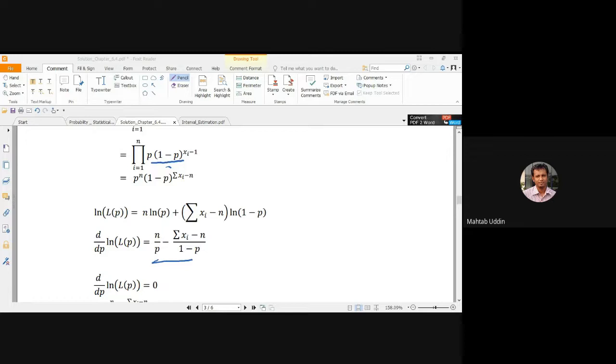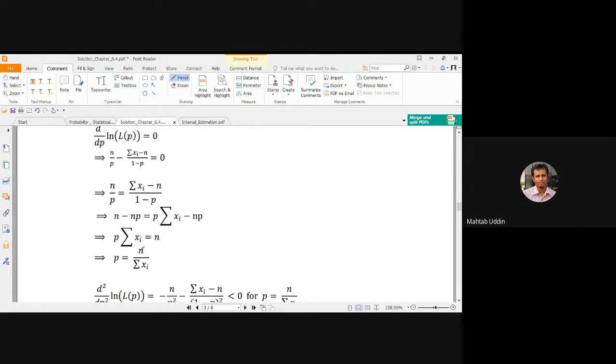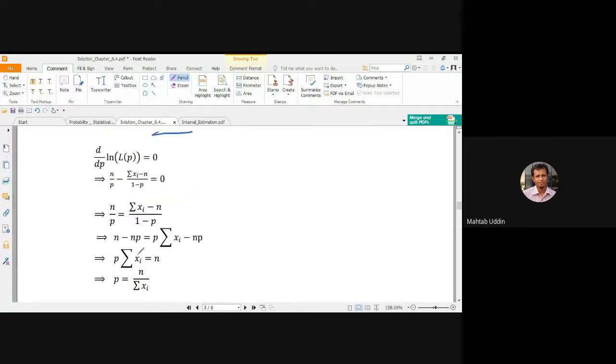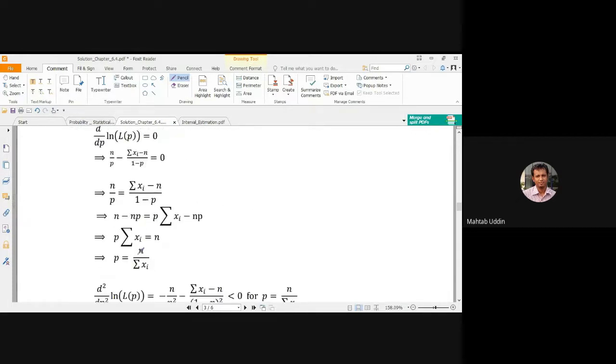Then we have to take the first derivative as zero, right? For the maximum likelihood estimation, the first derivative should be zero. So if you take the first derivative as zero, what will happen? Look at this. If the first derivative is zero, then after the calculation you will get p equal to n by sum of xi. In the previous one it was sum of xi by n, but now here it is n by sum of xi.